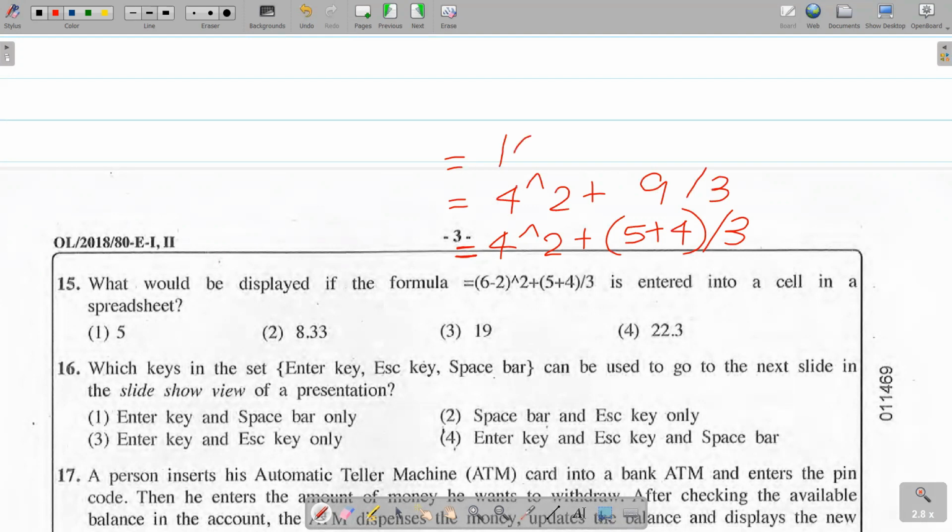Now to the power is going to happen. 4 to the power 2 is 16 plus 9 divided by 3. And now the division is going to happen. 9 divided by 3 means 3. So the final answer is going to become 19. So the answer is going to be the third one. All right, this is how that particular answer can be gained.